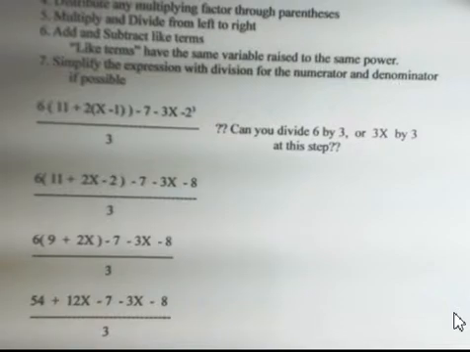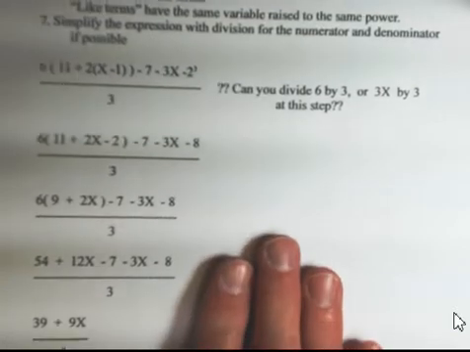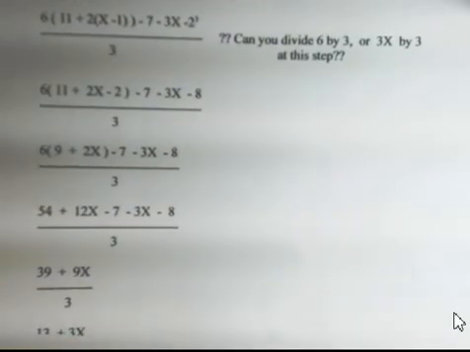Do you see like terms here? Yeah, there are two groups. There are the numbers, and then there are the terms that involve x to the 1st power. So if you do those, you get 39. I'll move my page up just a little bit here. You get 39 plus 9x divided by 3. We're done simplifying the numerator. We've got a number, and we've got the term involving x. And now we look and see if we can do any division by 3.